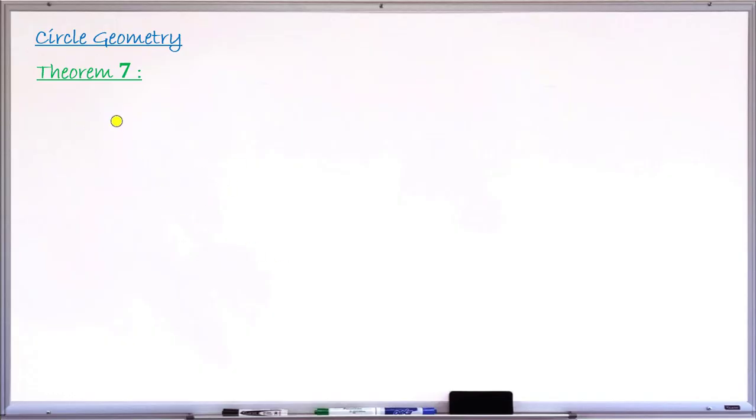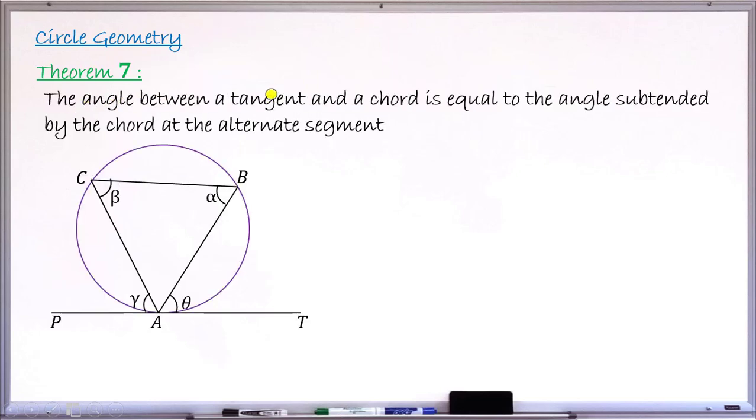My dear student, this is theorem number 7 for you, and this theorem is very, very useful while solving problems in circle geometry. So let us learn theorem number 7. Theorem number 7 says the angle between a tangent and a chord is equal to the angle subtended by that very chord, but at the alternate segment. Let me just use this drawing to explain this theorem.